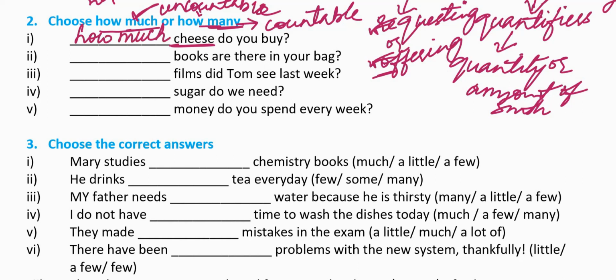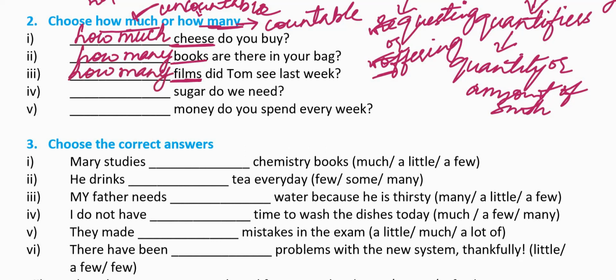Dash books are there in your bag. Now books are countable. You can count the books and it is in plural form. So you write many. How many books are there in your bag? Third one. Dash films did Tom see last week? Now films are of course plural here, and countable also. You can count the number of films. 1 film, 2 films. So you use how many.